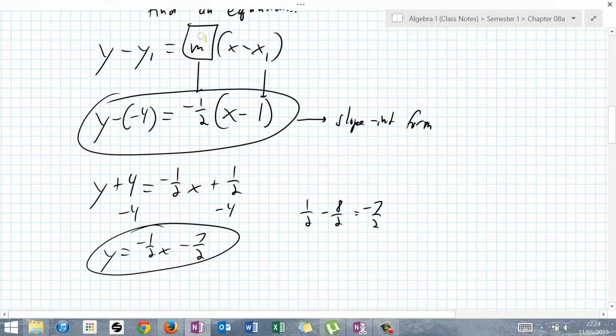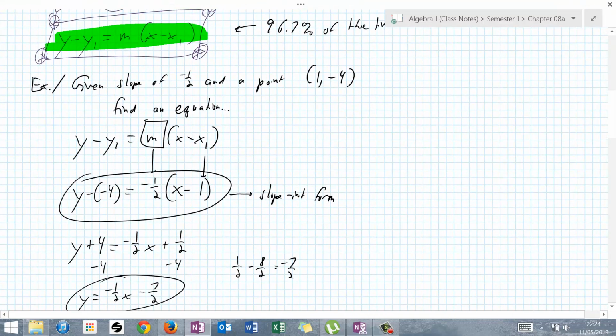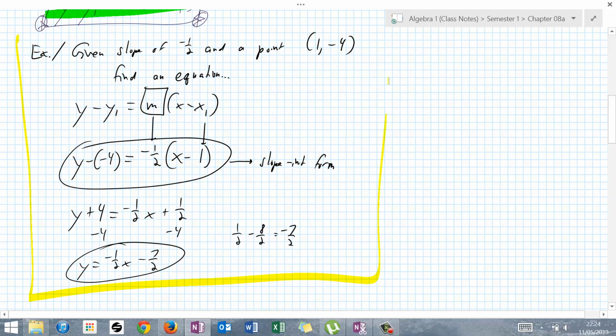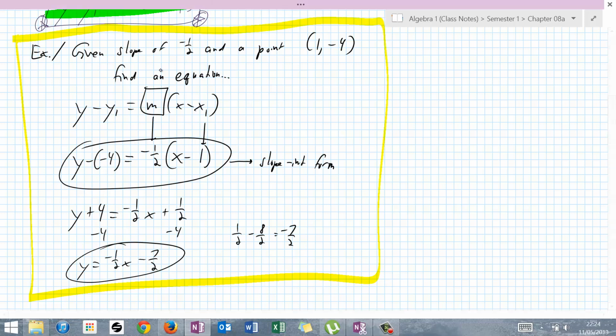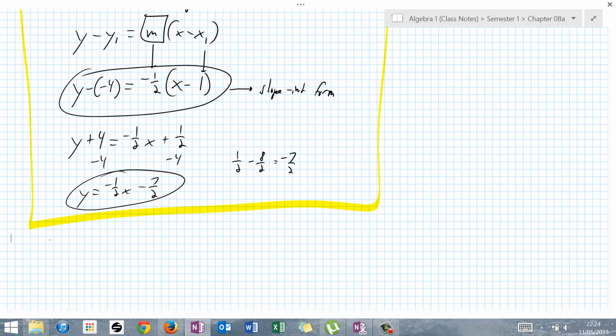So I actually want you to put a box around this whole example, because this is your first of several that you'll have in your lives of how to use point-slope form. The third form that we have is different than the rest of these two. You've seen it before. It's called standard form.